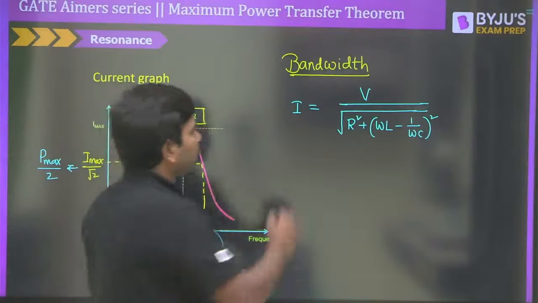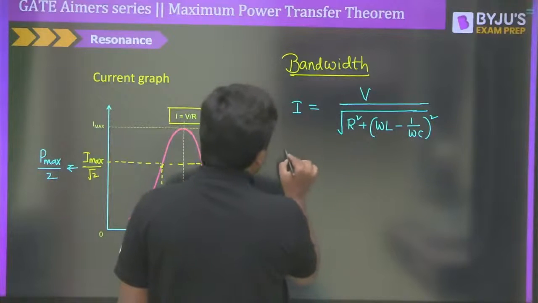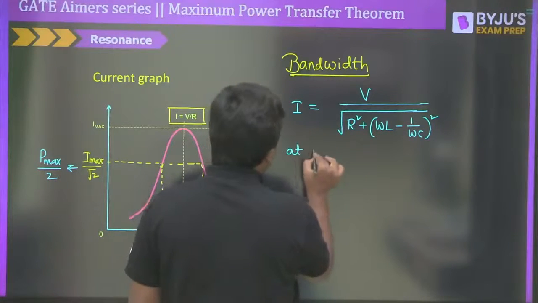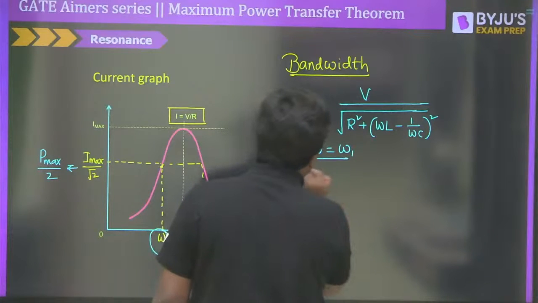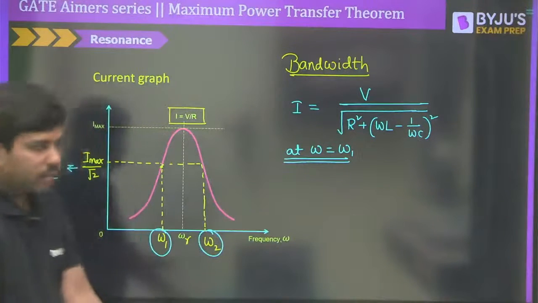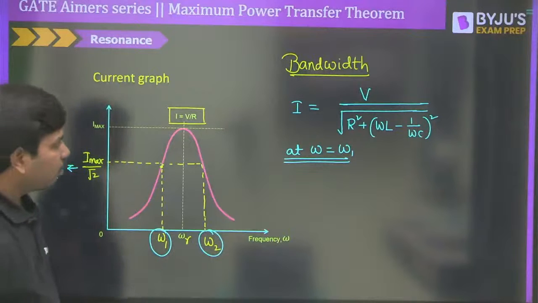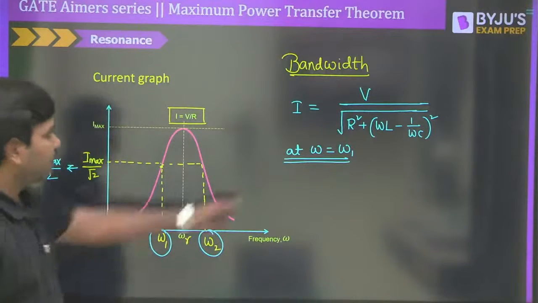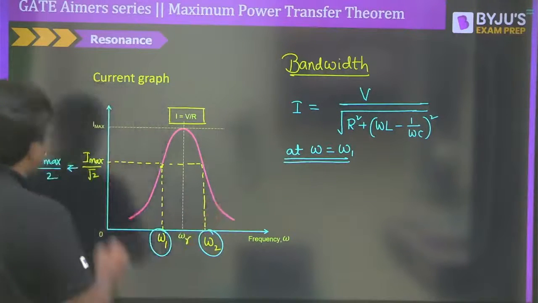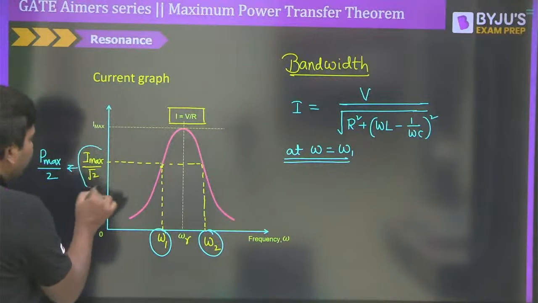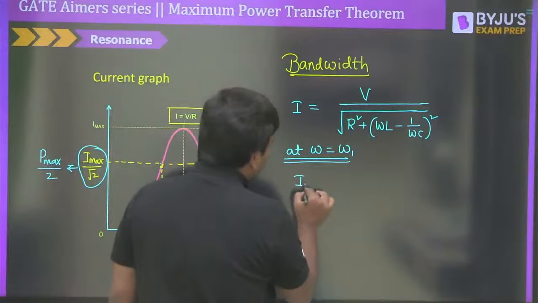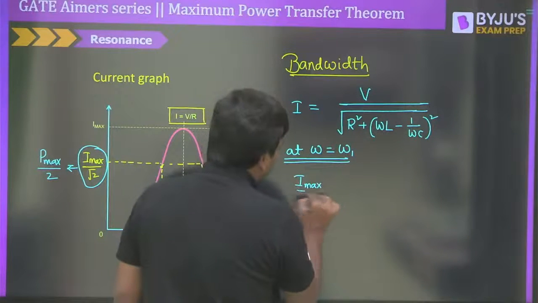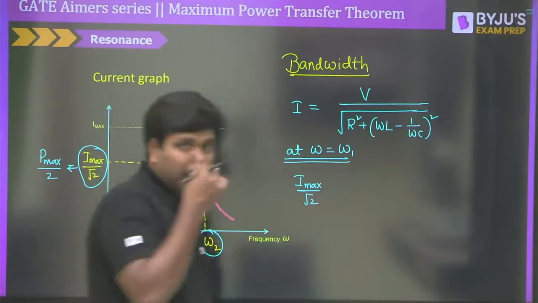So now, specifically speaking, exactly at omega equal to omega 1, what should happen here? Just look at this. Omega equal to omega 1. What might happen here? So at omega equal to omega 1, the current should become I max by root 2, correct? So I max by root 2. Let me say this is going to be I max by root 2 here without any second thought. This is I max by root 2.